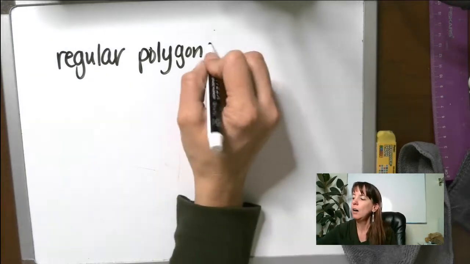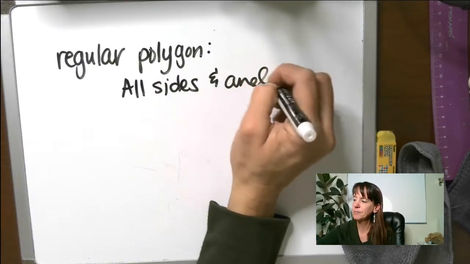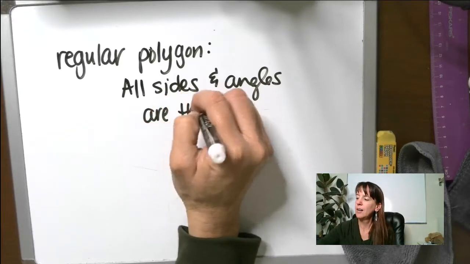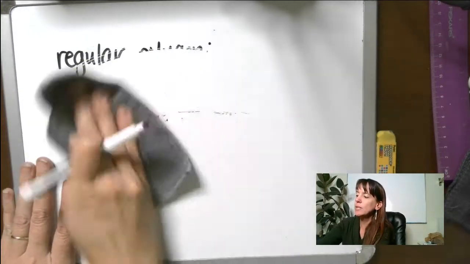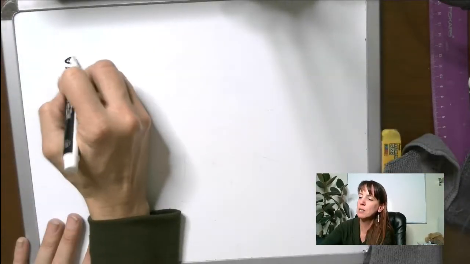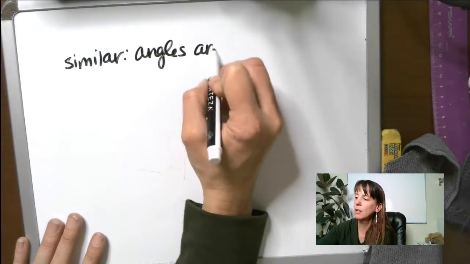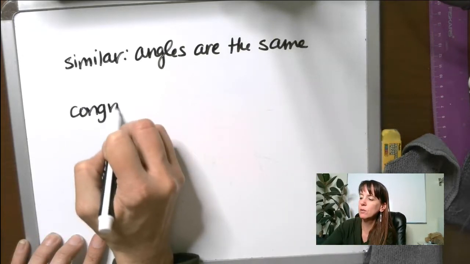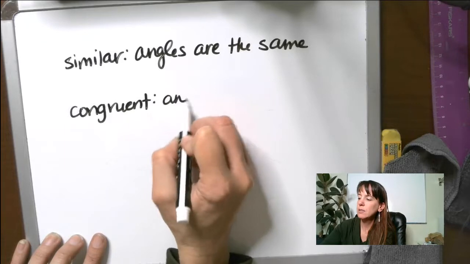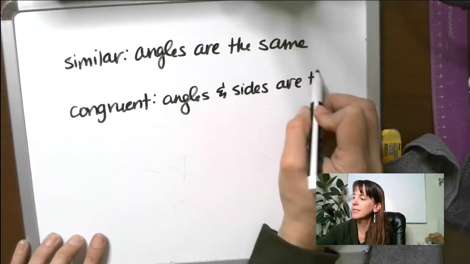A regular polygon: all sides and angles are the same. Write that down in your notes just so you have it, okay? So guys, there are 2 other words that I want you to write down. Congruent and similar. Similar: angles are the same. Congruent: angles and sides are the same.